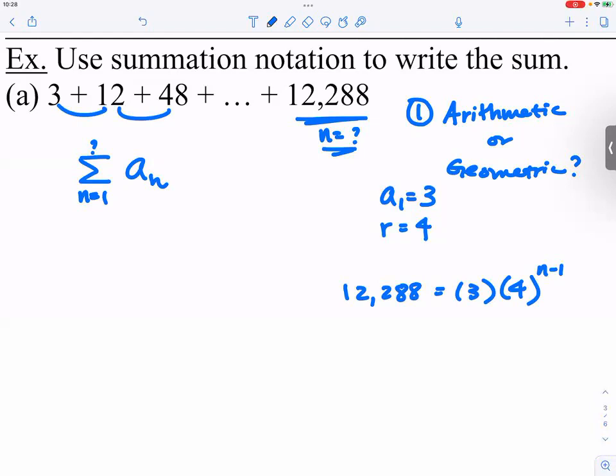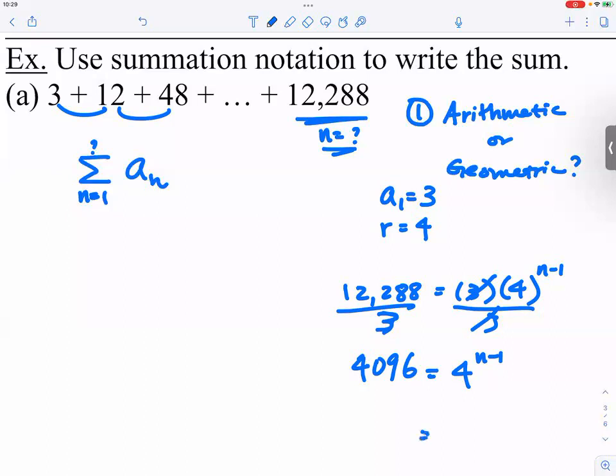So what we do is go ahead and divide 3 to the other side so that we can cancel the 3 on the right. On the right, we have just 4 to the n minus 1 power. On the left, we say, what's 12,288 divided by 3? You may use a calculator, or just do it by hand. 12 divided by 3 is 4. Then 2 divided by 3 is nothing. Then 28, you do 9, so you get 27. Then 18, you get 6. So 4,096 is the division.